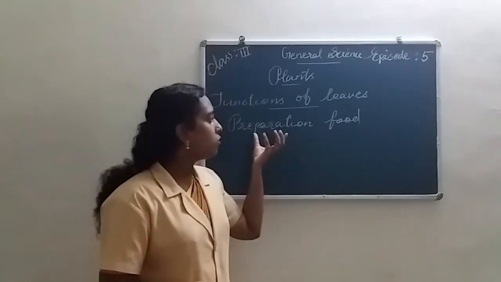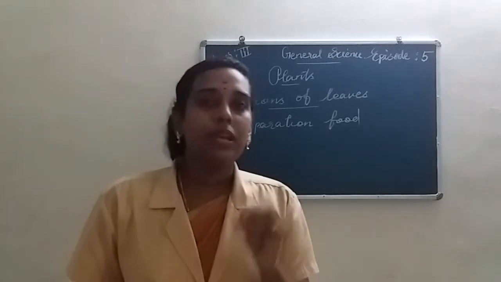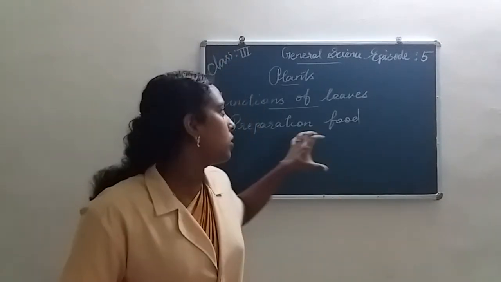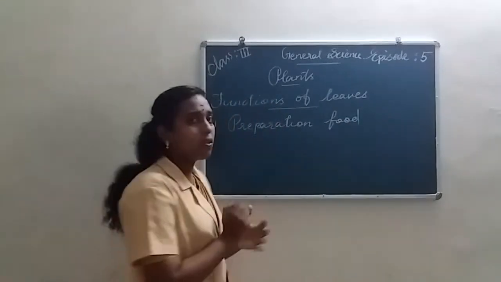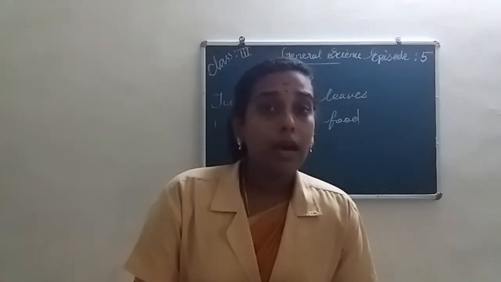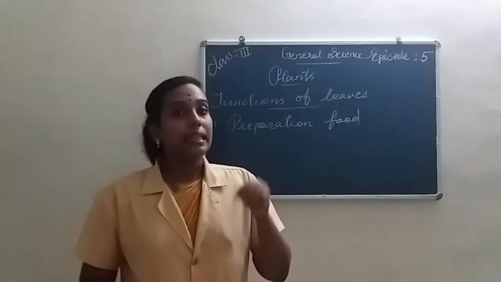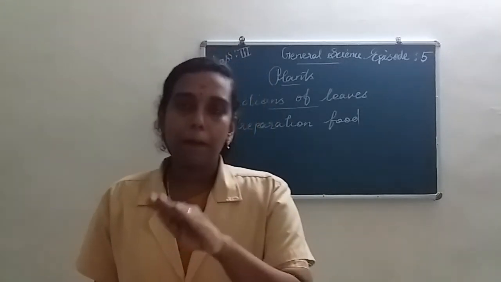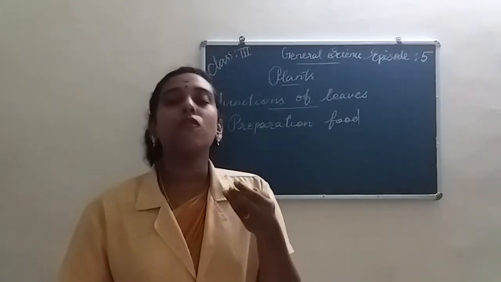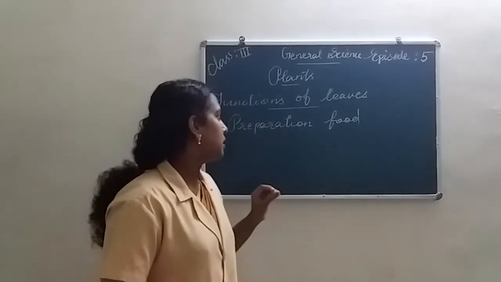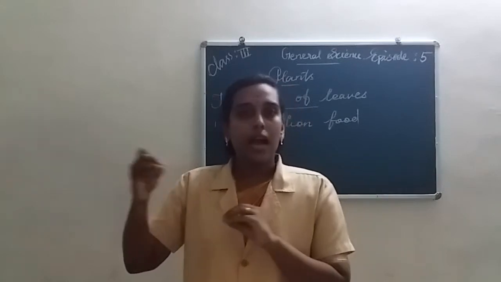Okay. Why are the leaves called the food factory of plants? Yes, the leaves are called the food factory of plants because the leaves prepare the food for the plants through the process called photosynthesis. What do you mean by photosynthesis? The process of making food by plants is called photosynthesis. The leaves prepare food for the plants by using water and carbon dioxide in the presence of sunlight. Leaves prepare food by using water and carbon dioxide.